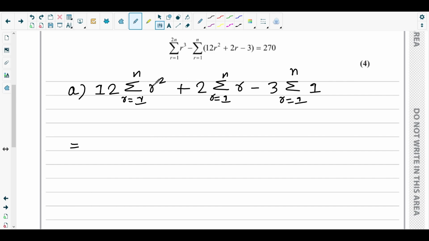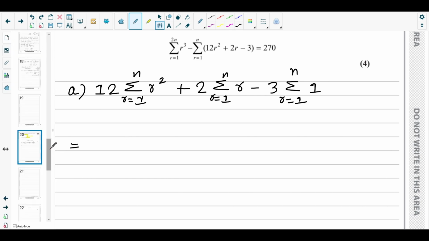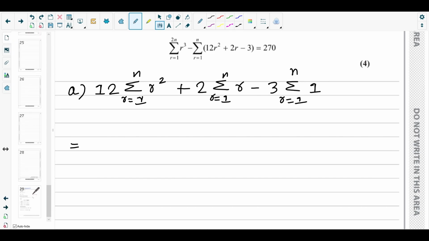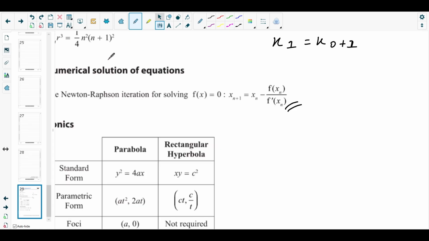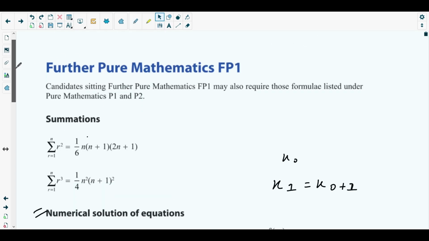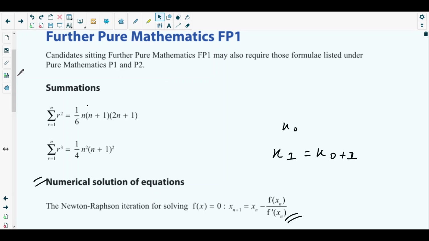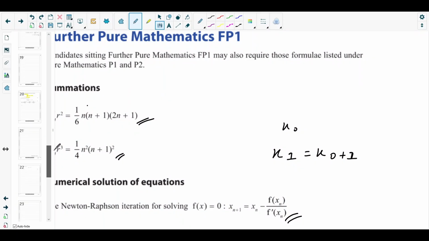Now this is the sum of r squared, then the sum of r. So where can we get the formula? If you don't know the formulas for the sum of r squared, the sum of squares of the natural numbers, and the sum of cubes of natural numbers, you can get these formulas. For the sum of squares of natural numbers, this is the formula, and the second one is for the sum of the cubes of natural numbers. So we will use these formulas.